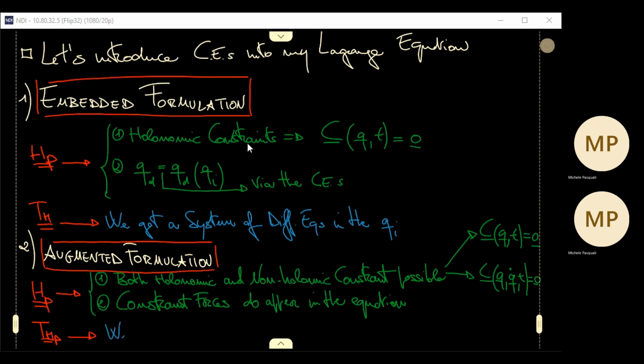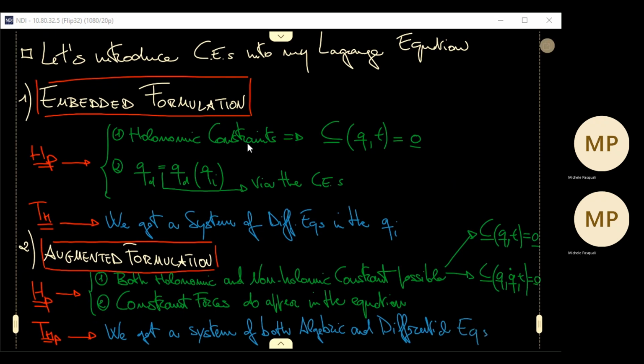So we get a system of both algebraic and differential equations. Of course, the differential equations are the equations of motion. Algebraic equations are the ones represented by the constraint equations. Okay? Okay, so let's start from the first one.